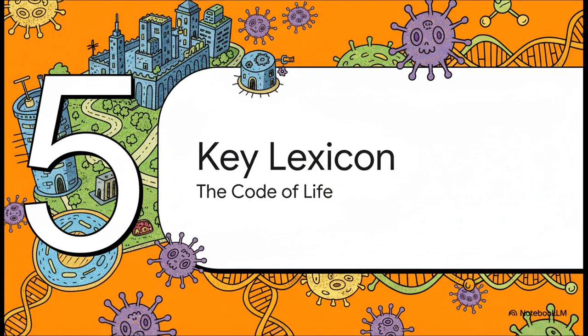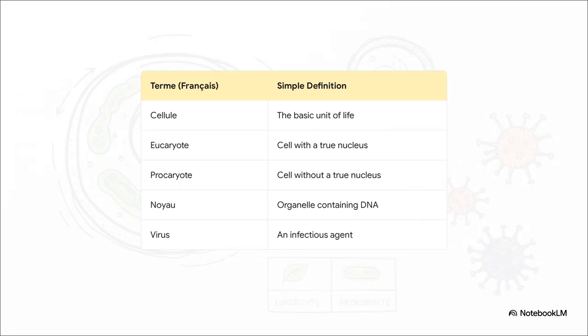So to make sure this all sticks, let's just quickly review the most important vocabulary from our explainer. All right, let's lock in these concepts. First, we have the cellule, or cell, the basic unit of all life. Then, the eukaryote, that's the cell with the true nucleus, and the prokaryote, the one without. We've got the noyau, or nucleus itself, the DNA's command center. And finally, the virus, or infectious little pirate. And to make this super useful, this table lays out these key French terms with their simple definitions and their Arabic translations, which is a great way to build your vocabulary on this really core topic.